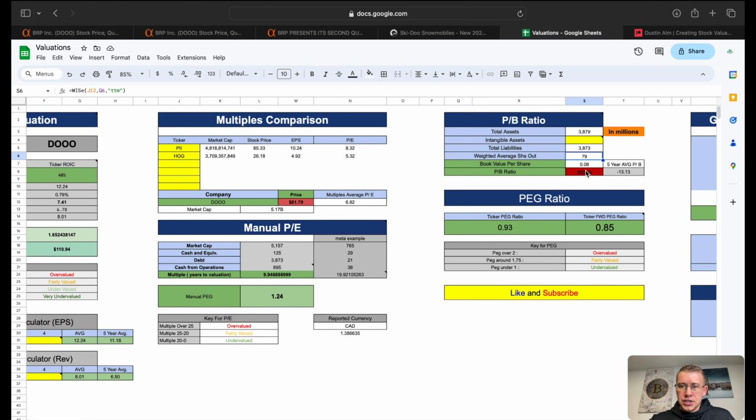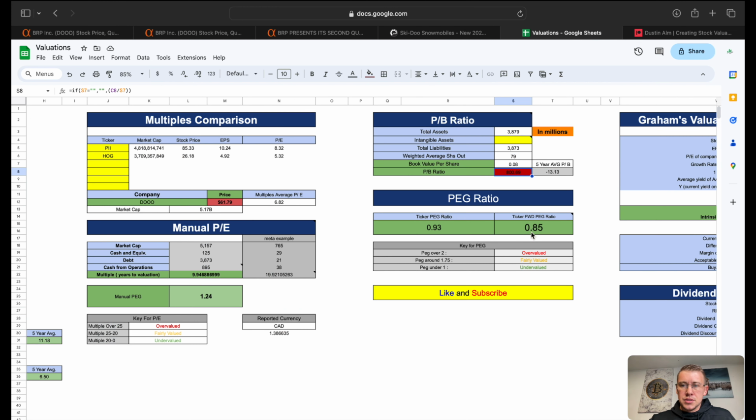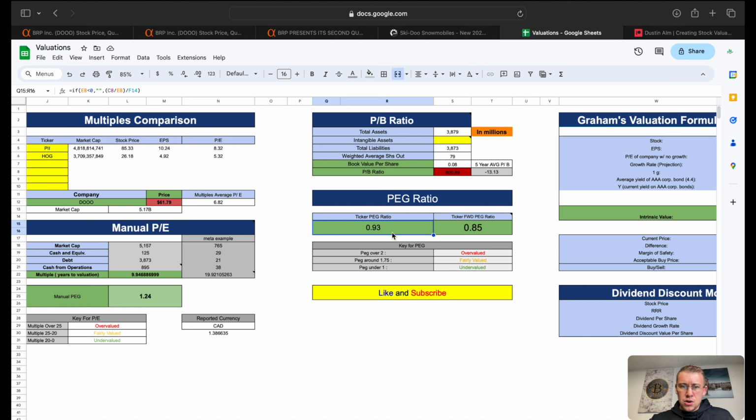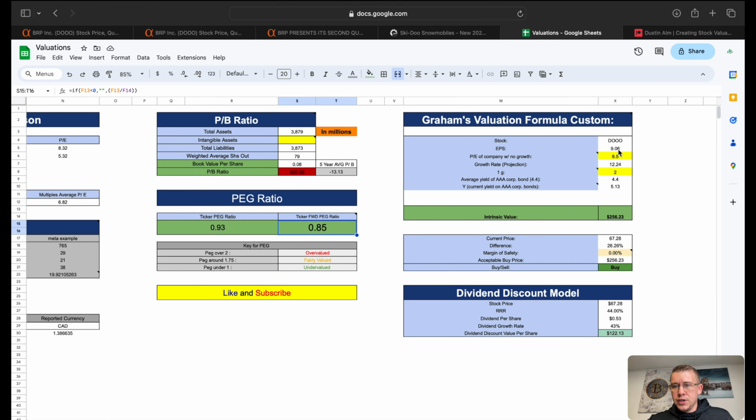And then you divide out shares and that gives you a ridiculously high price to book. PEG ratio, telling us right now our PEG is very undervalued, forward looking, and even more undervalued. Graham's valuation shockingly gives them $256 per share. I'm going to have to make, I think, an adjustment to that. And we'll give them a 1 for growth just because I feel like 256 just doesn't make sense to me.